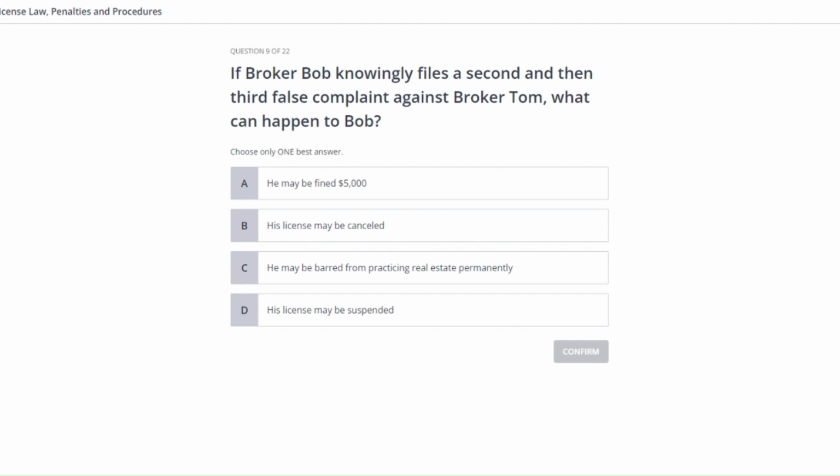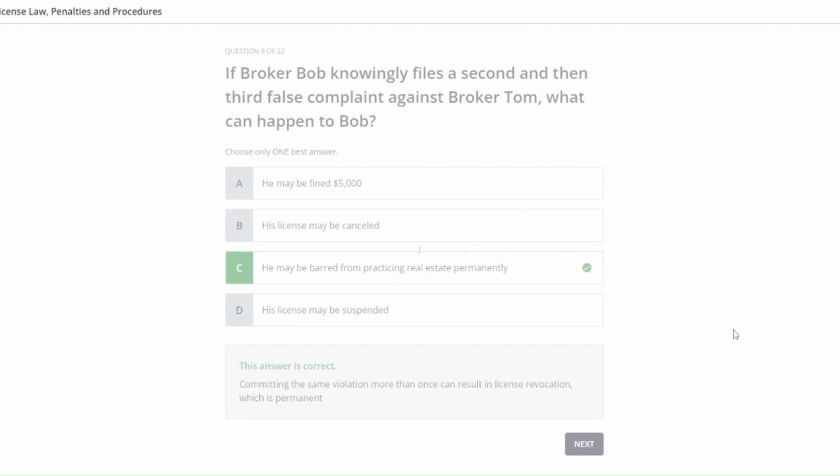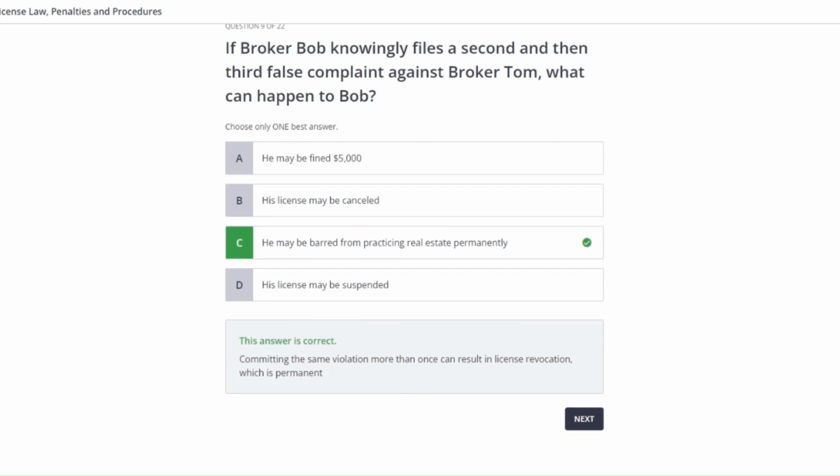Alright, I hope you have your answers ready. Let's unveil the correct answer together. So, the correct answer is C, he may be barred from practicing real estate permanently. That's correct. If broker Bob knowingly files false complaints against broker Tom multiple times, he could face the severe consequence of being permanently barred from practicing real estate.